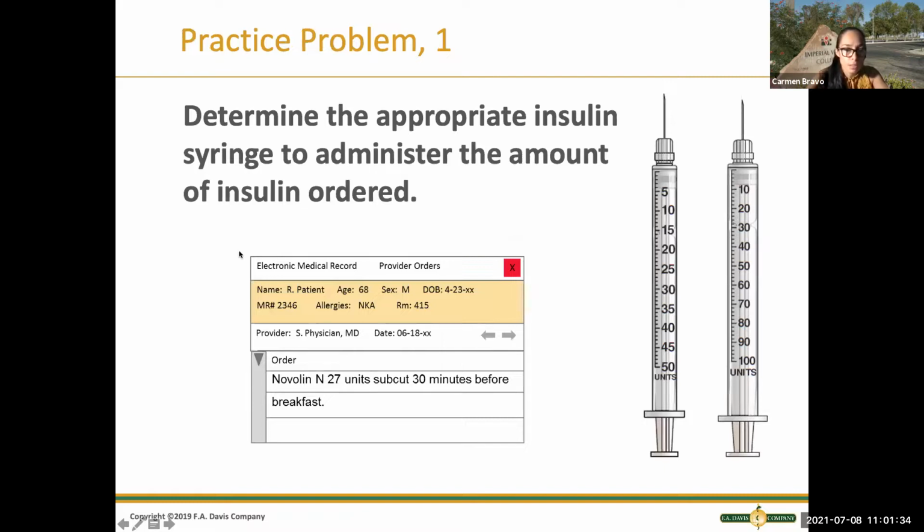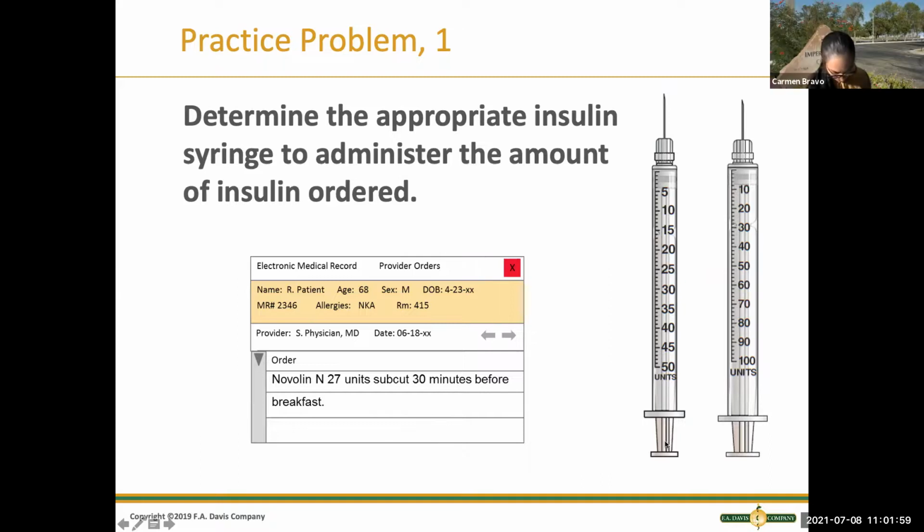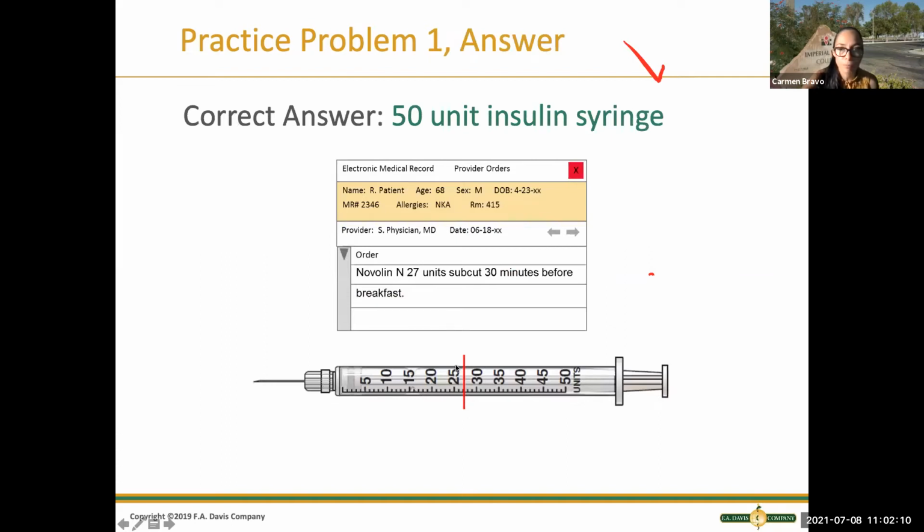Right, so let's see this problem. Determine the appropriate insulin syringe to administer the amount of insulin ordered. This is 27 units sub-Q before breakfast. So, 27 units, which one would you use first of all? The 50 units. Yeah, right, you would use this one, and you will go down to the 27, since each line is 1. So there's the visual right there.